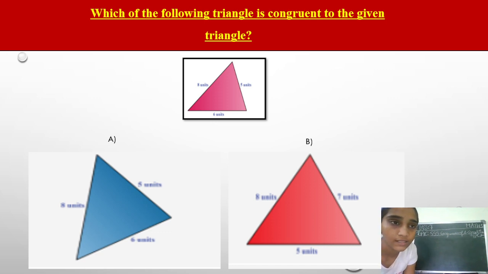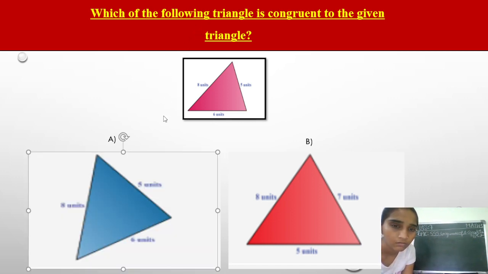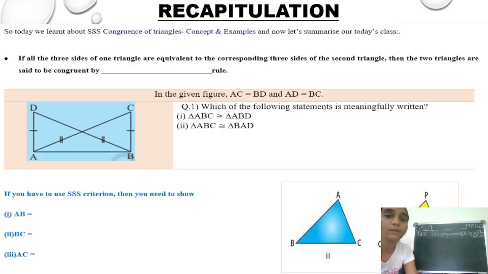Very good. So the triangle given to us has measurements 8, 5 and 6. So it will be congruent by the SSS rule to the first one. First is the correct answer, students. I'm filling it up, outlining it with the black color, which is the correct answer A. So students, today we have learnt about what? Yes, SSS congruence of triangles, its concept and examples.